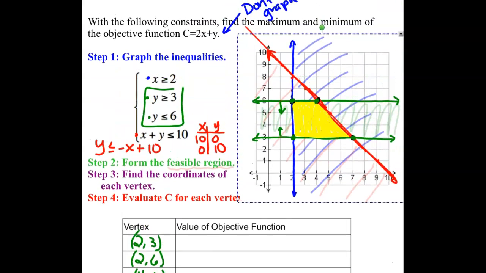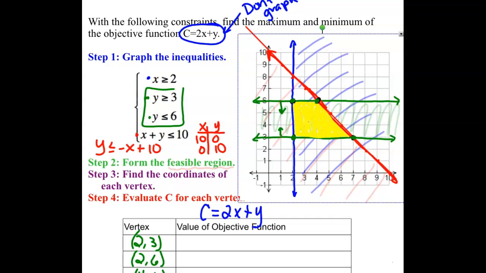Our objective function was c equals 2x plus y. So we're going to plug each of those coordinates in and see what we get for our maximum and minimum values.